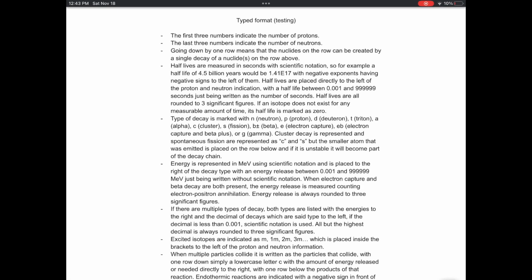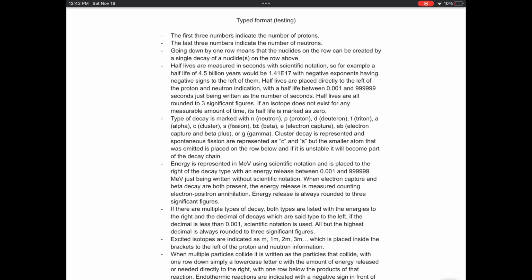I'm just going to read you the rules and then boom. The first three numbers indicate the number of protons, and the last three indicate the number of neutrons. So, like, inside of a parentheses, that's what it means. Half-lives are measured in seconds with scientific notation.